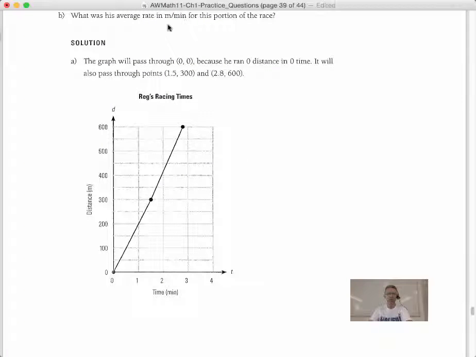What was his average rate in meters per minute? Asking for part B, meters per minute for the race. What was his average rate? So that's really the slope, the average rate. So in other words, not this part of the slope, not this part of the slope, but from here to here. What's his average rate for this portion, meaning up to 600? Now if you look at this carefully, this slope here is not quite the same as this, but we want the slope from here to here. So we pick those 2 points.